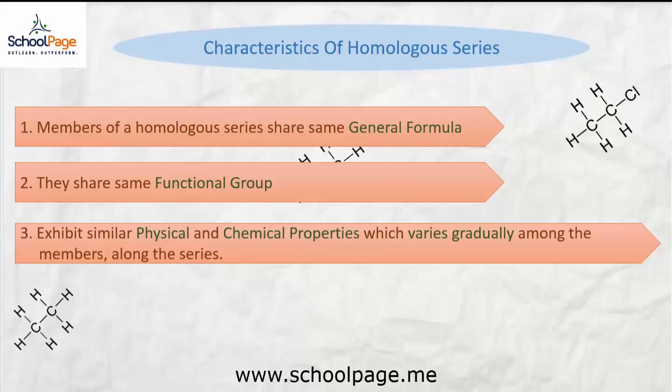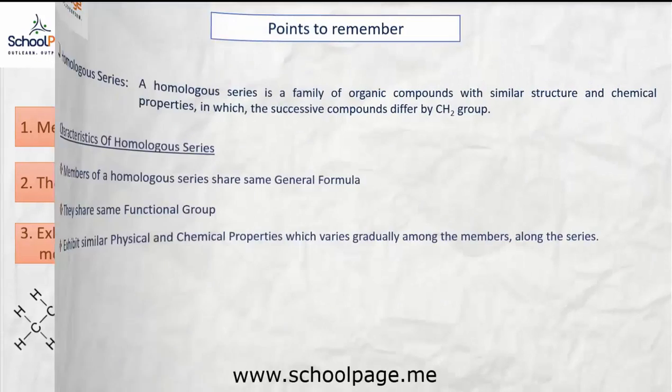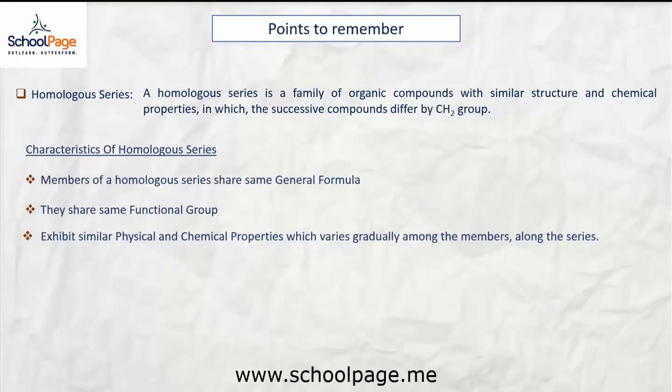So far we learned what are homologous series. We saw the examples, that is alkanes, alkenes and alkynes. Let's do a quick recap of all this. Homologous series. A homologous series is a family of organic compounds with similar structure and chemical properties, in which the successive compounds differ by a CH2 group. So there are 3 main characteristic features. The first being that they share a general molecular formula, and the second, they also share the functional group. Further, they exhibit similar physical and chemical properties which vary gradually as one moves along the series.